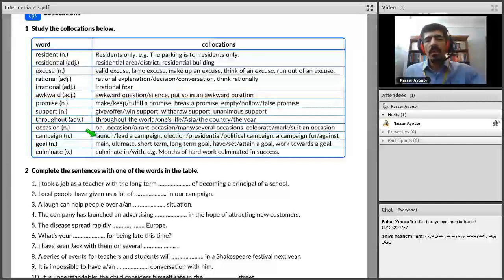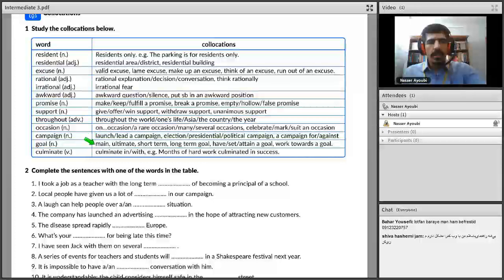A campaign for or against. A campaign for something is a campaign that supports. A campaign for homeless women is a campaign that is targeted to or aimed at supporting homeless women. A campaign against is the opposite. They try to attract people to fight something. A campaign against drug abuse.